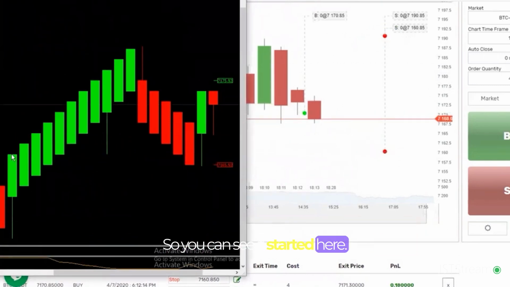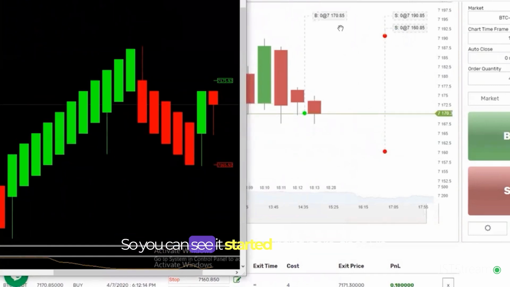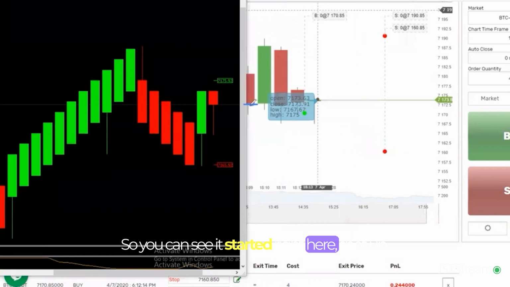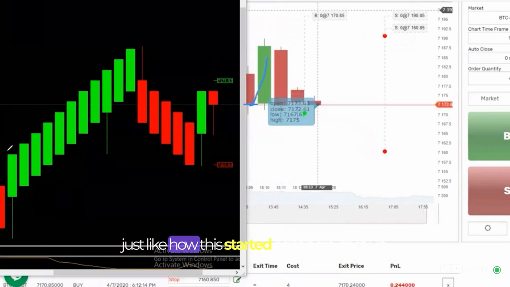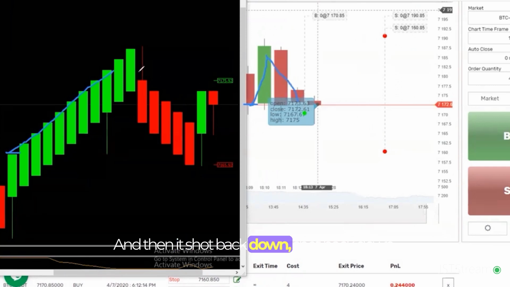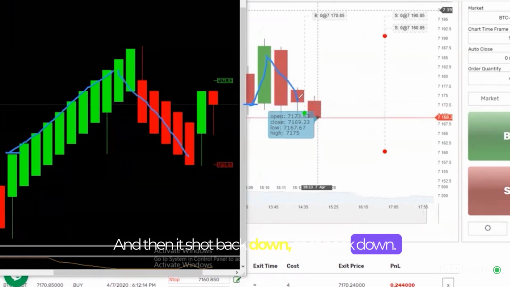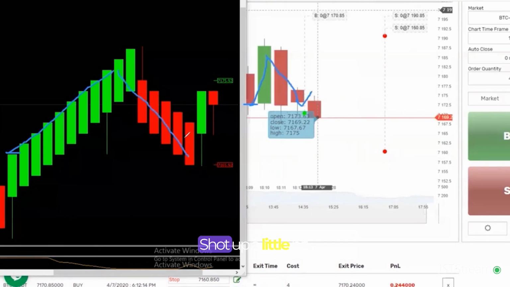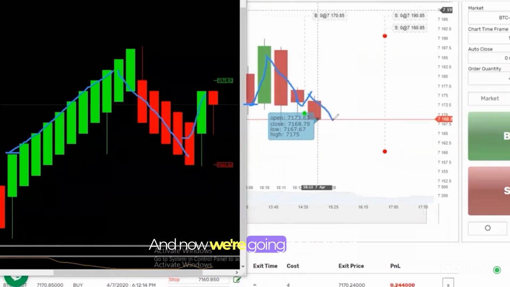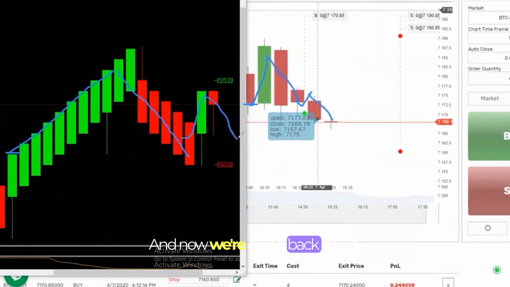So you can see it started here. Let me draw one more time. So you can see it started right here, shot up, just like how this started right here, shot up, and then it shot back down, shot back down, shot up a little bit, shot up a little bit, and now we're going back down, and now we're going back down.